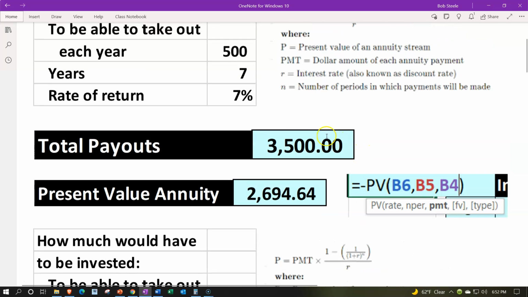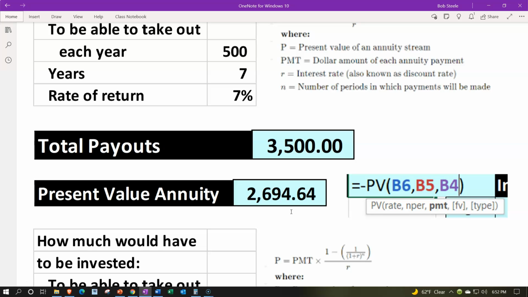So we then have the present value, which is going to be negative present value, and then the rate, which is going to be the 7%, comma, the number of periods, which is going to be 7, comma, and then we have the payment, which we will be using because this is an annuity type of calculation, and that's going to be the $500 payment amounts. That will give us then the $2,694.64 about that we would need on a present value calculation.